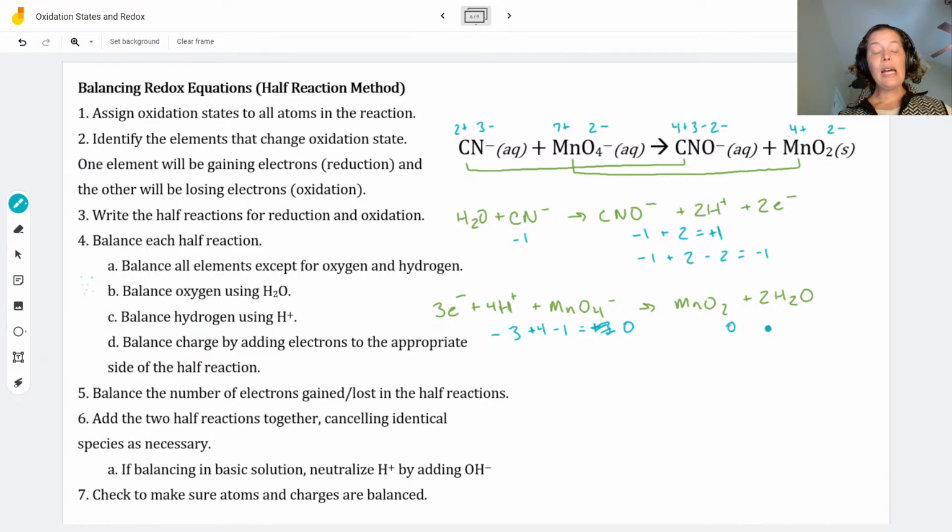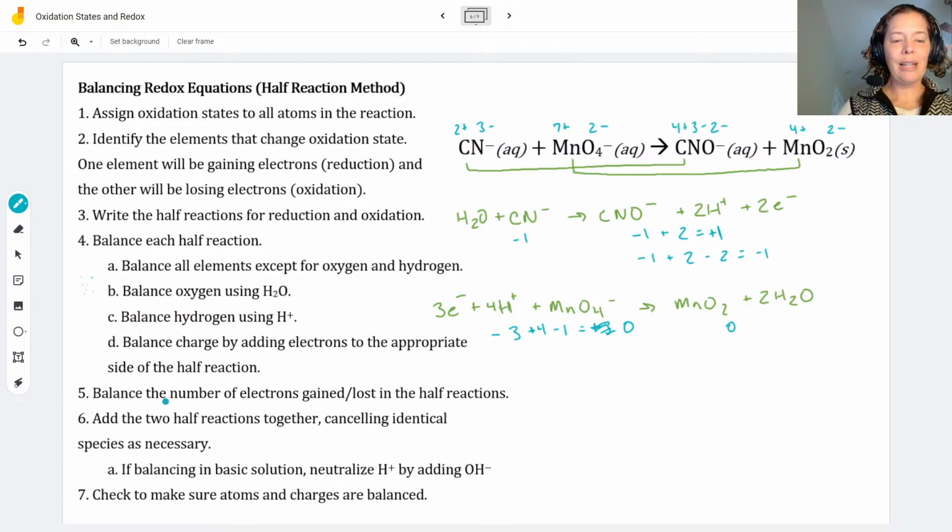So now for this half reaction, it happens to equal 0, but again, my charges are equal on the reactant side and the product side. So that is step 4 done. Each of my half reactions are balanced. So now I need to go on to step 5.